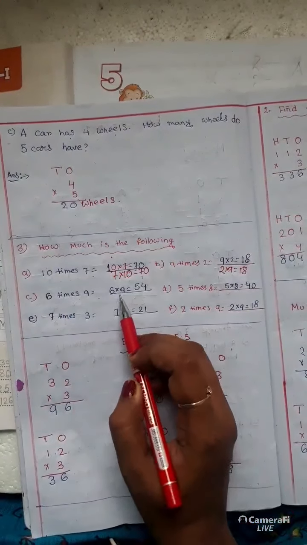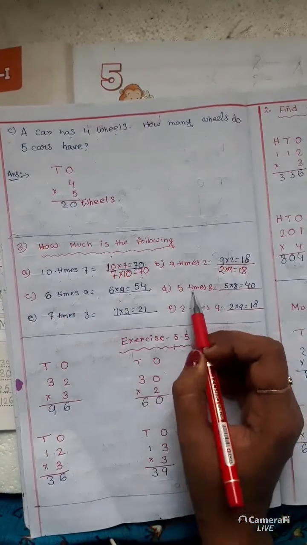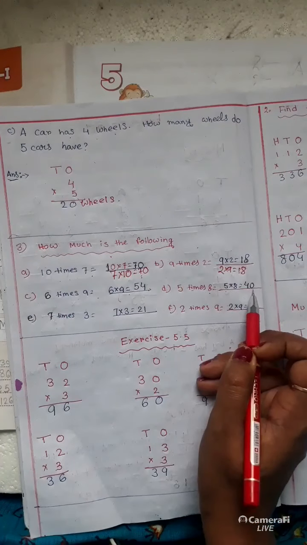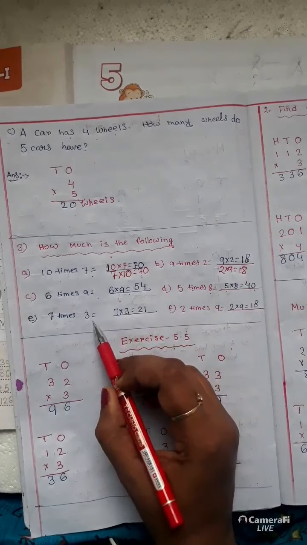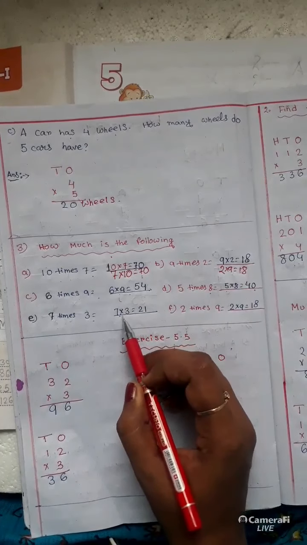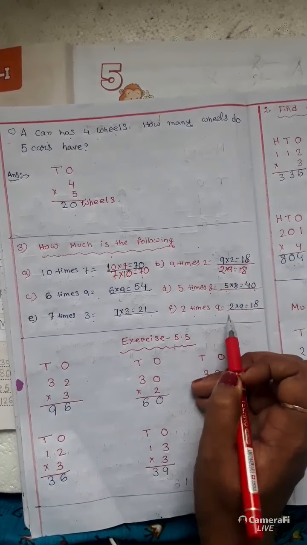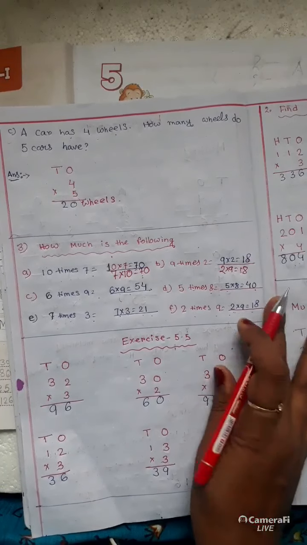6 times 9, 6 into 9, it's 54. 5 times 8, 5 into 8 is 40. 7 times 3, 7 into 3 is 21. 2 times 9, 2 into 9 is 18.